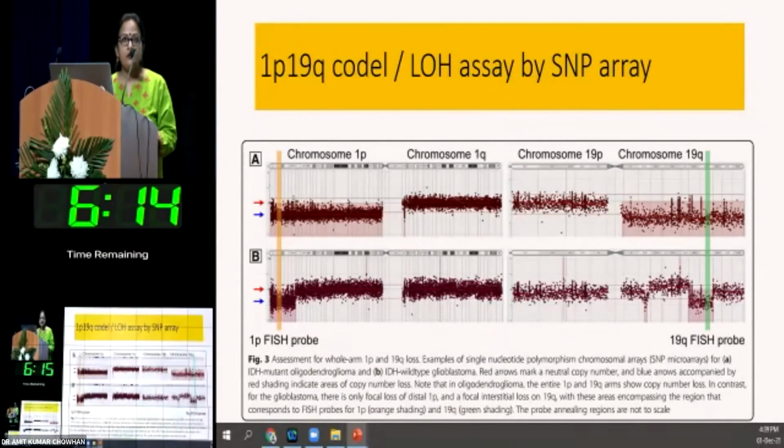Now, this is an example of how SNP is better than FISH for 1p19q codeletion. The figure marked A is an oligodendroglioma and B is a glioblastoma. As you can see in A, for chromosome 1p and chromosome 19q, the red line is a normal neutral copy number. So anything below that detects deletion. So in oligodendroglioma, there is complete loss of chromosome 1p and chromosome 19q, whereas the SNP can detect a partial loss of 1p and 19q in a glioblastoma. Therefore, the resolution of SNP is favorable in these contexts.